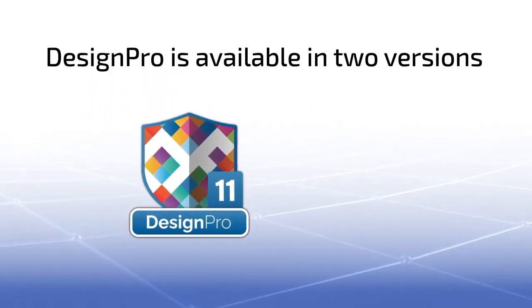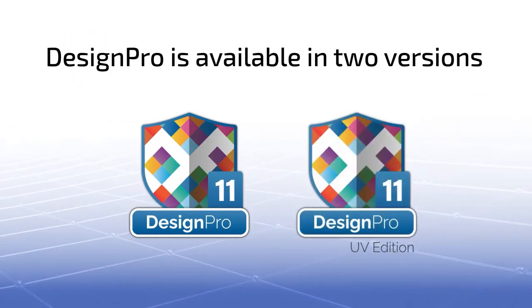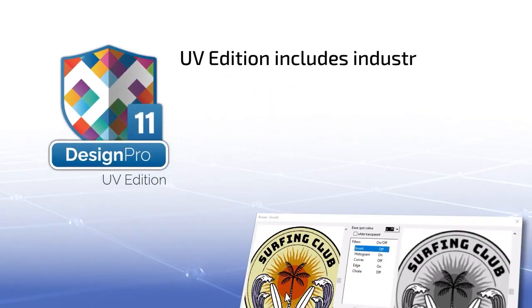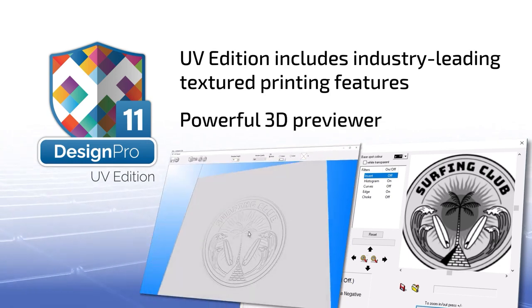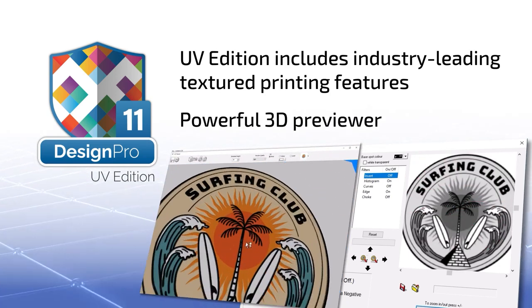DesignPro is available in two versions, DesignPro and UV Edition DesignPro. Both include the same amazing feature set, while the UV Edition includes industry-leading textured printing features, as well as a powerful 3D previewer that enables you to view the textured file in a variety of angles prior to sending the job to print.